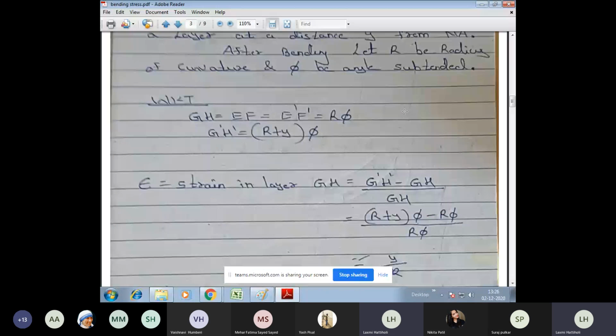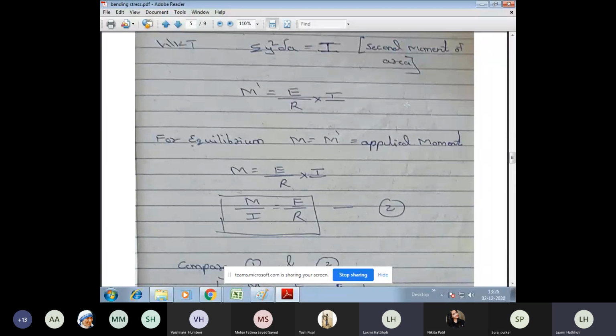See, what I was talking about is the moment of resistance. While deriving the bending equation, you have learned about something known as M dash, right? M dash is basically the moment of resistance given by the structural element, or by the material, to your applied load. For all beams, columns or structural elements to be in equilibrium, we take M equal to M dash. That means applied moment is equal to moment of resistance.